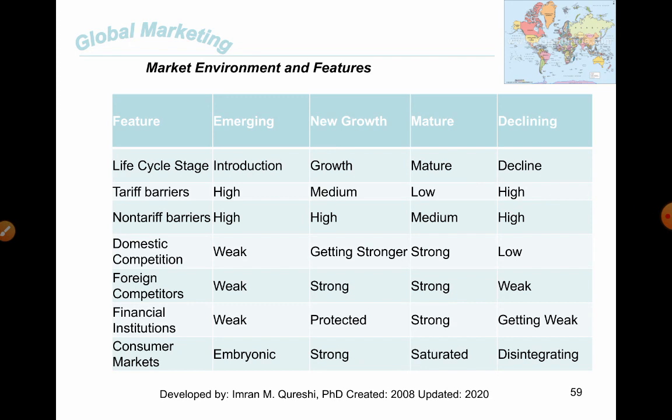Okay. Again, this is taken from Johny K. Johansson's book, the 2008 edition, and it's a very good work. In that book, there are four columns that you would see for the market environment features. Again, the fifth wasn't there because 2008 had just happened and all of this was different before that.